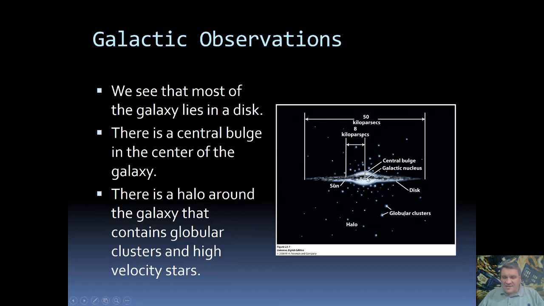We have the disk of the galaxy, which contains the most of everything. Then surrounding the disk we have the halo, and out in the halo we have the globular clusters, which we've talked about previously. And then at the center we also have the central bulge. Notice how it bulges out at the center. That's why we call it the central bulge.